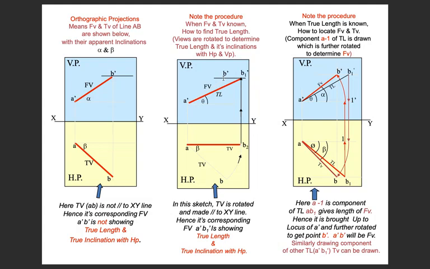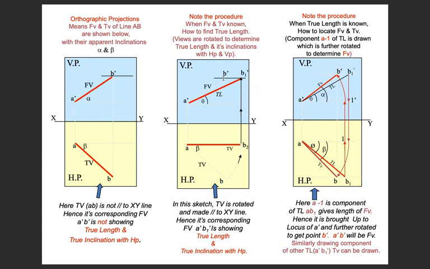When the front view and the top view are known, how do we find the true length? Then the views are rotated to determine the true length and its inclinations with HP and VP. In this sketch, the top view is rotated and made parallel to the XY line, hence its corresponding front view A dash B1 dash is showing the true length and the true inclination with the HP.